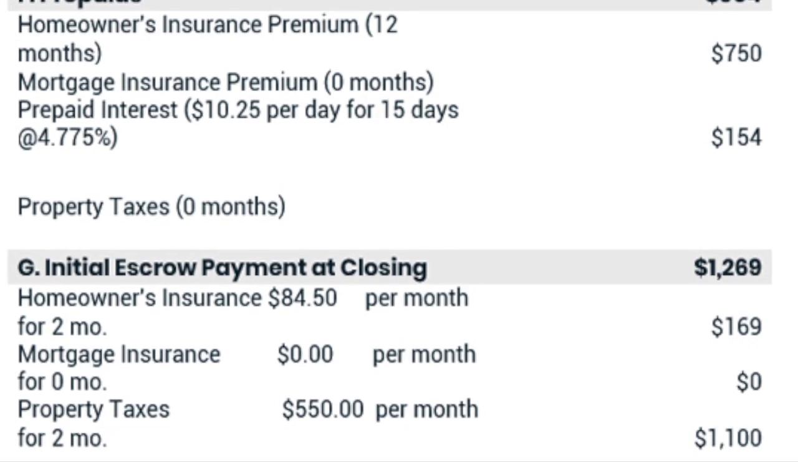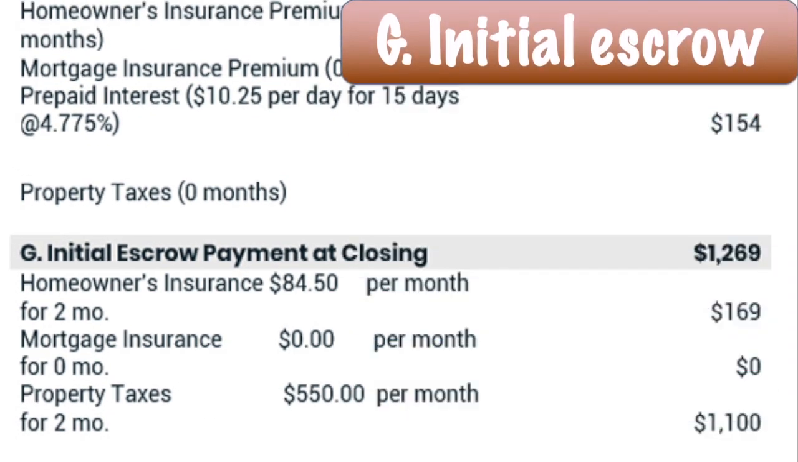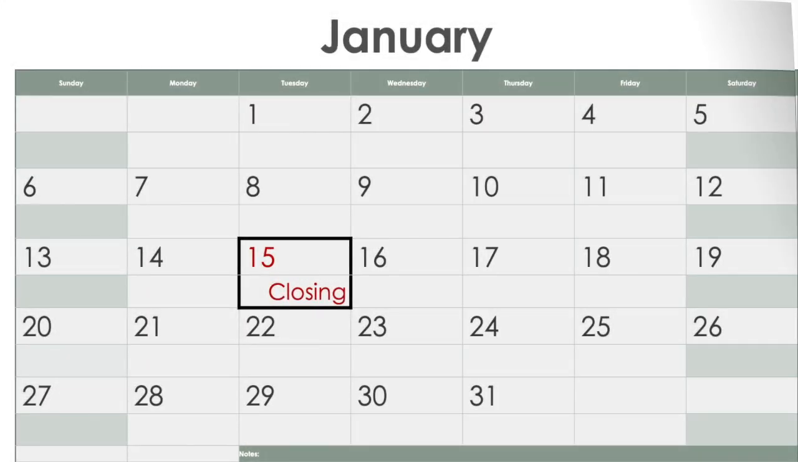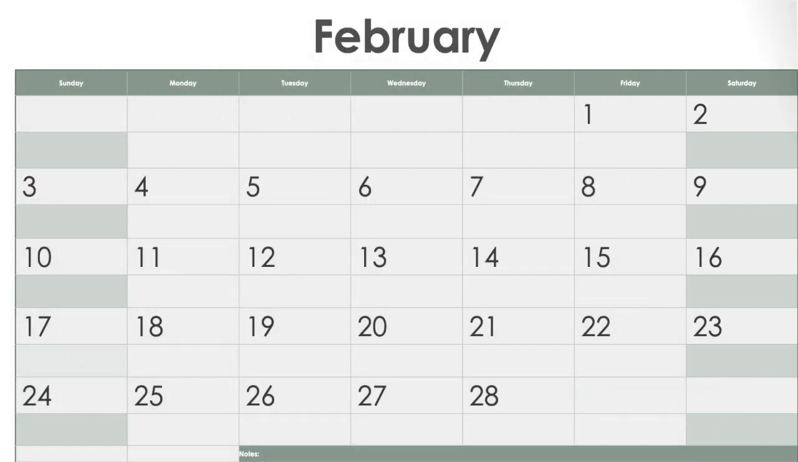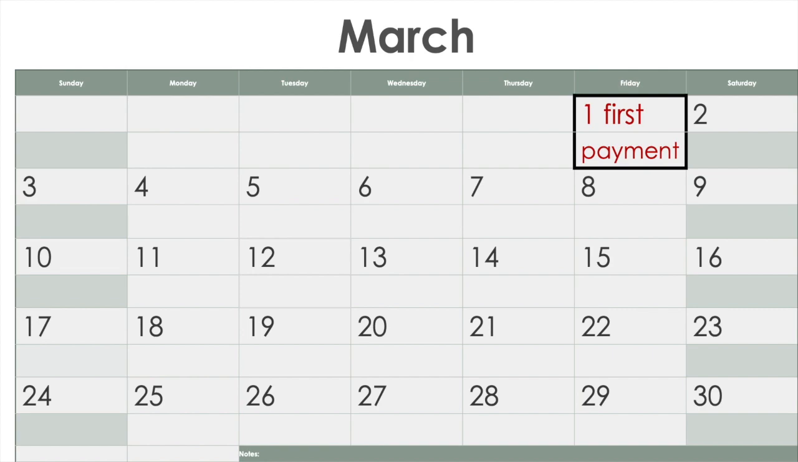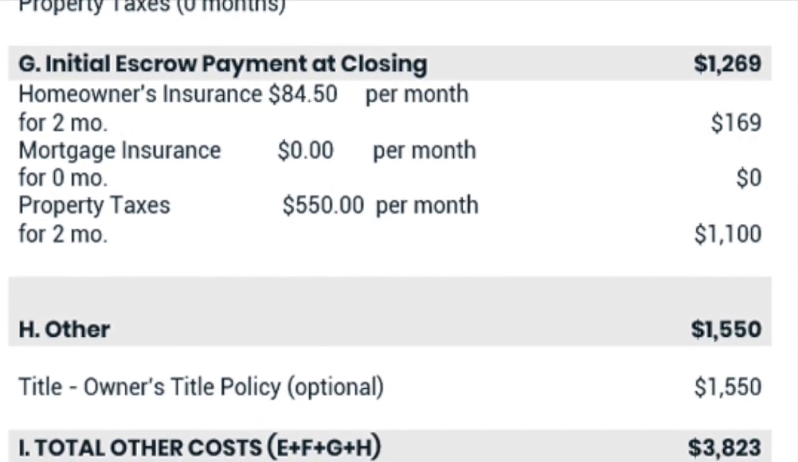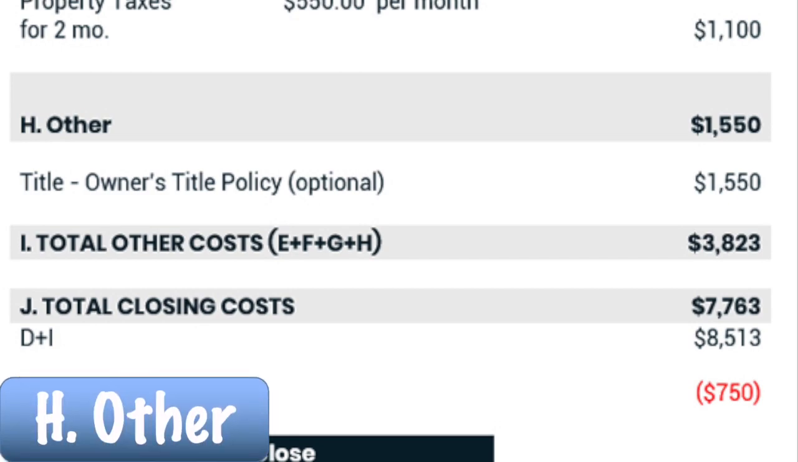Next, in Section G, you'll notice that the line items look exactly the same as the section on prepaids. So why do you need to pay for it again here? Your first mortgage payment is usually not due until 1 month after the month of your closing. So if you close on January 15th, your first mortgage payment is not due until March 1st. Section G is how much you owe from the time of closing until the time of your first mortgage payment.